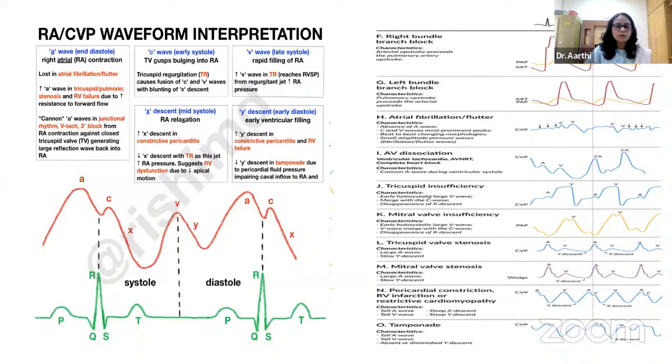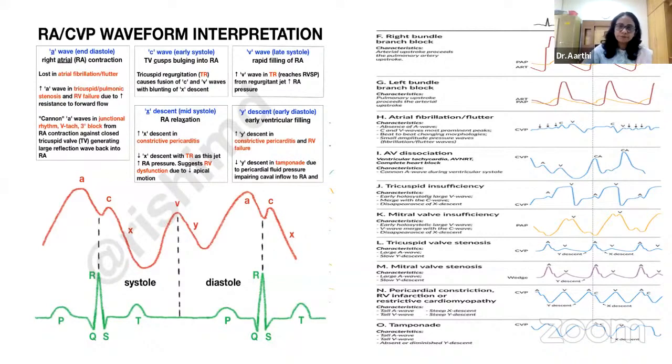during ventricular contraction, and tricuspid regurgitation causes fusion of C and V waves, causing blunting of the X descent. And the V wave is secondary to the rapid filling of the right atrium. And in tricuspid regurgitation, the V wave is prominent.